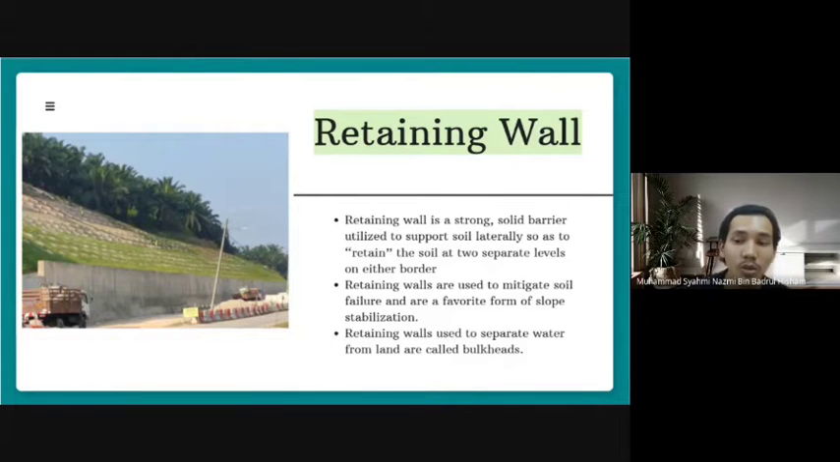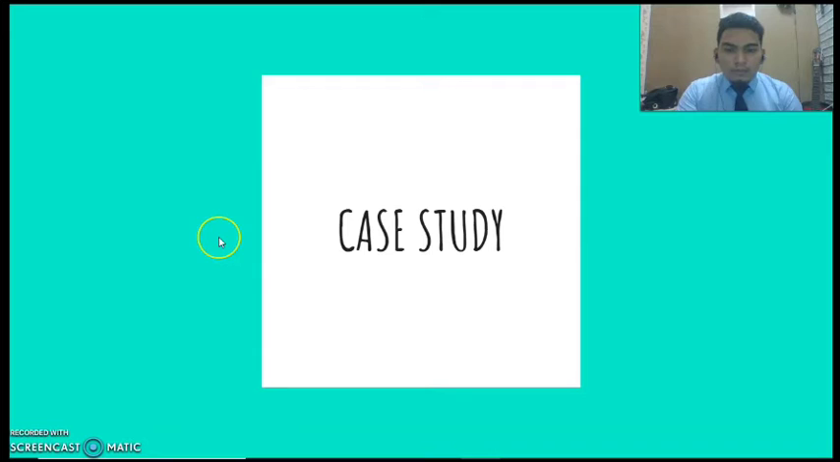Retaining wall also used to separate water from land are called bulkhead. Retaining wall can be seen in many construction because it can protect a slope from landslide.